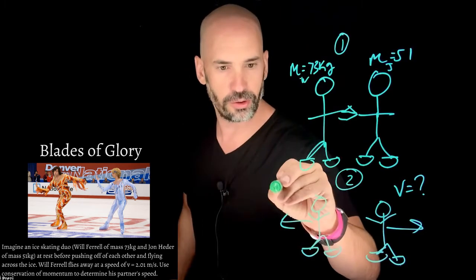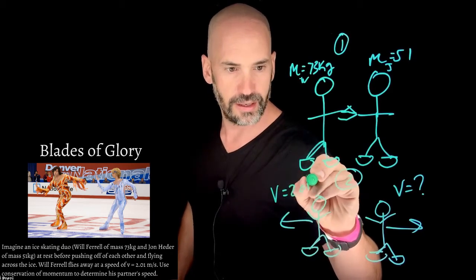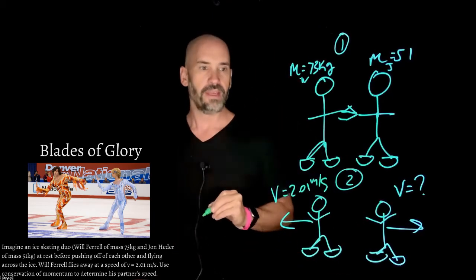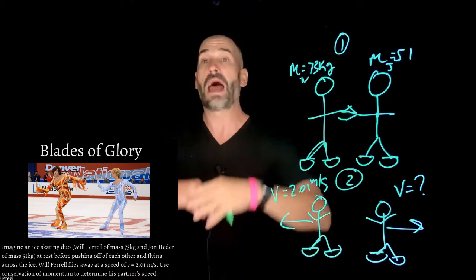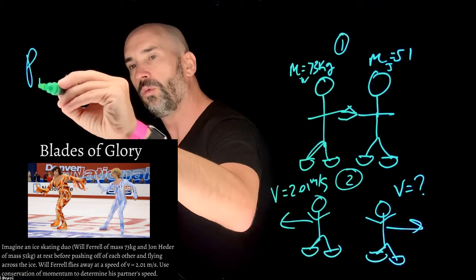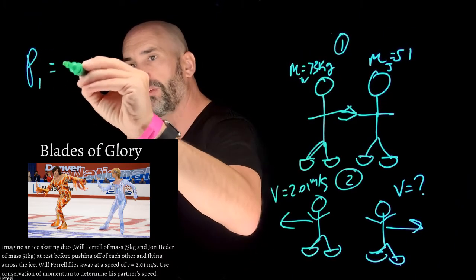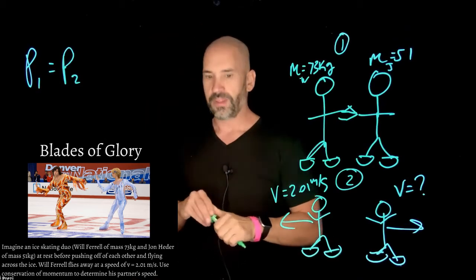And so we know that the speed of Will Ferrell when he pushes off is 2.01 meters per second. And these guys are pushing off from each other. This is a prime example of conservation of momentum. We know that the momentum 1, or momentum before, must equal momentum 2, or momentum after. So let's look at this.